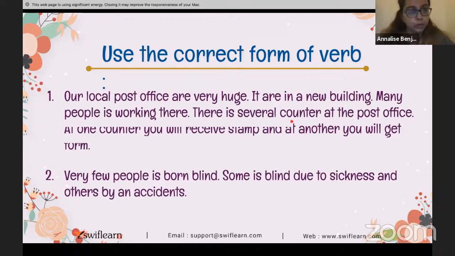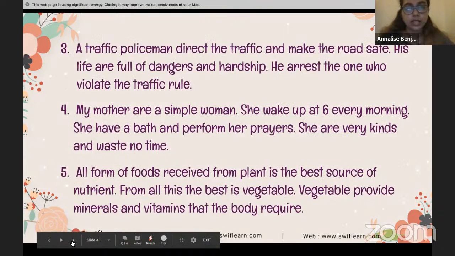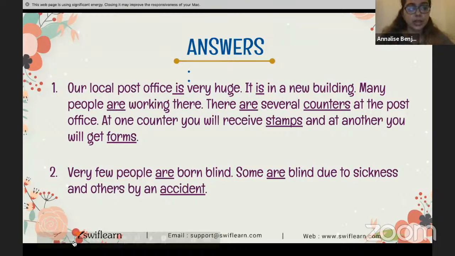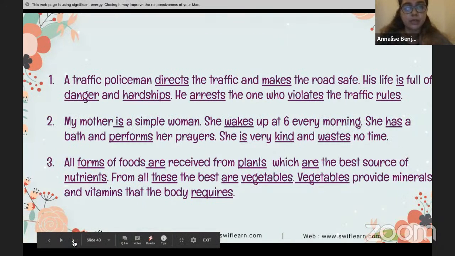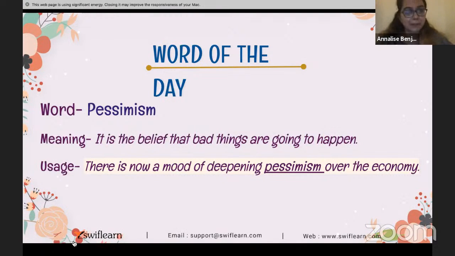It's going to be plural, okay? And at another, you will get forms. Not only one form, different types of forms are available at the post office. That's why in the last sentence, it will be stamps and forms. Okay, I hope that clears your doubt. Okay, now these are the answers as we just discussed, and I've seen your answers as well. You all are doing exceptionally well. It's a great job.